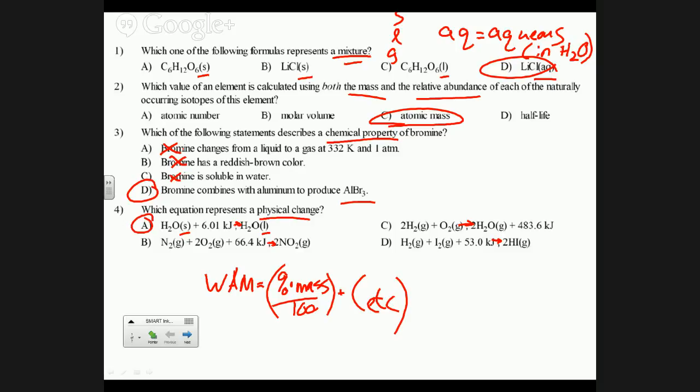And in B, we have a new compound, so that's a chemical thing. In C, we have a new compound, that's a chemical thing. And same with D, new compound, chemical change.